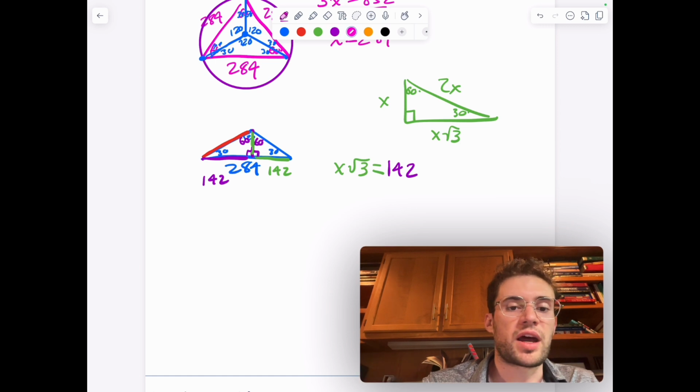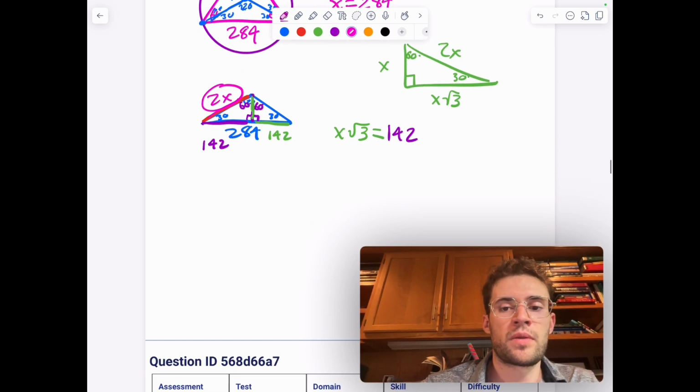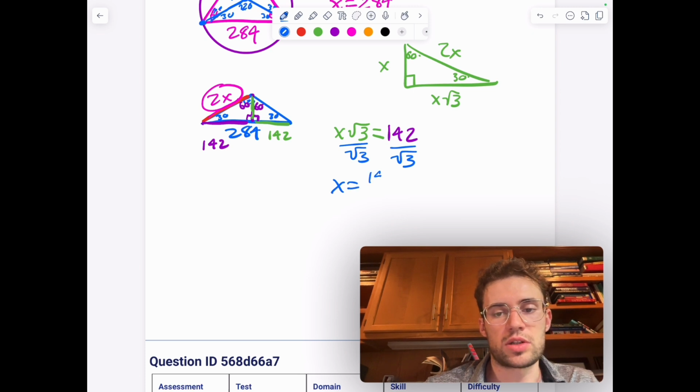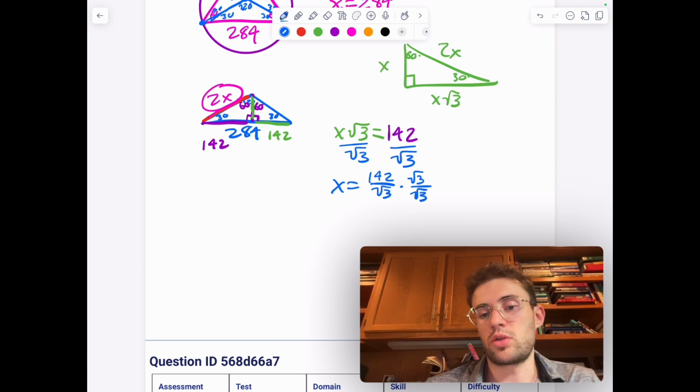We ultimately want to find 2x. Right, so this is our goal, is to find 2x. So first we can divide by the square root of 3 to get x alone, which gives us that x is equal to, right, 142 over the square root of 3. If you want to put that in simplest radical form, you'd multiply by root 3 over root 3. Right, root 3 divided by itself is just 1. Anything divided by itself is 1. But if you multiply by root 3 over root 3, we'll get the radical out of the denominator.